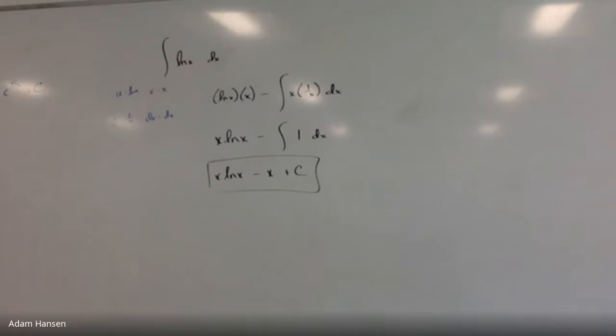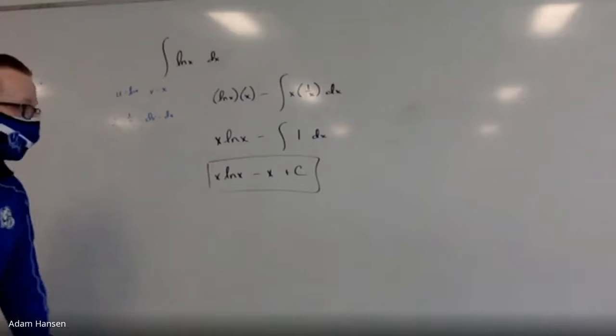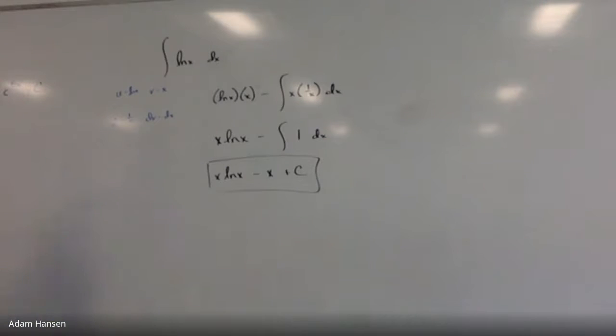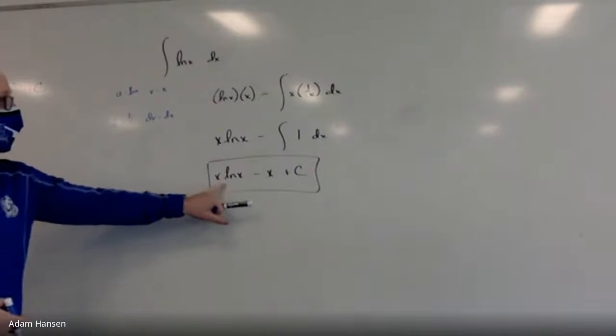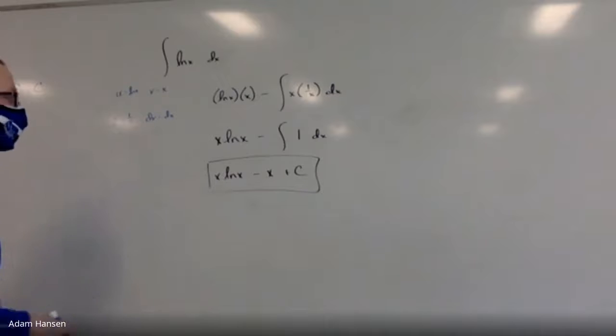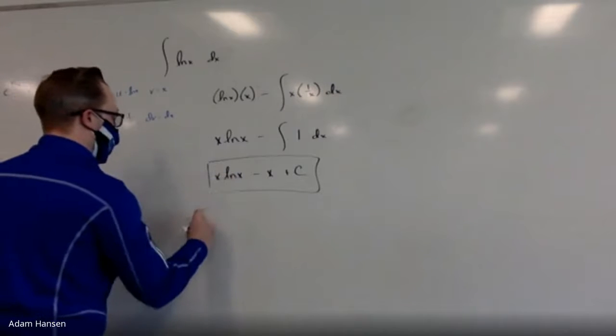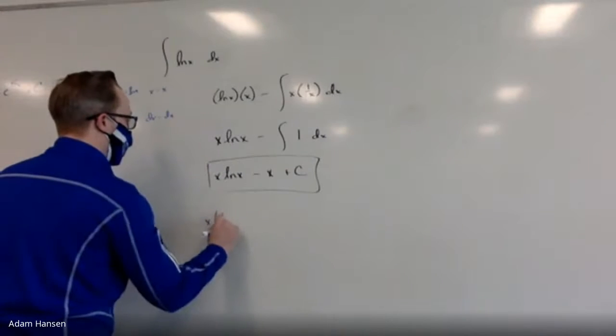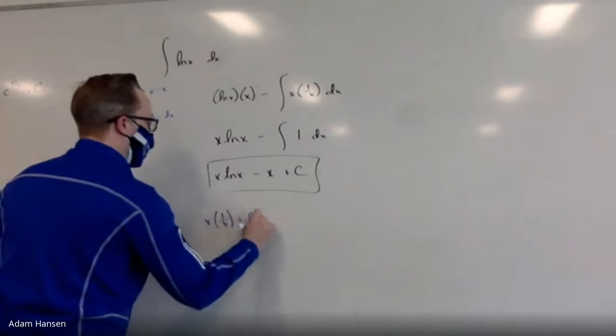Using integration by parts, we were able to produce the antiderivative of just a simple natural log function, natural log of x dx. Of course, you could always check your work by differentiation. Since integration by parts comes from using the product rule, I would need to find the derivative of x ln x using the product rule: first times the derivative of the second, plus the second times the derivative of the first.